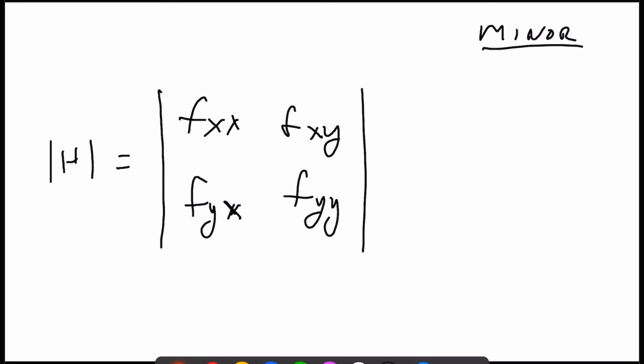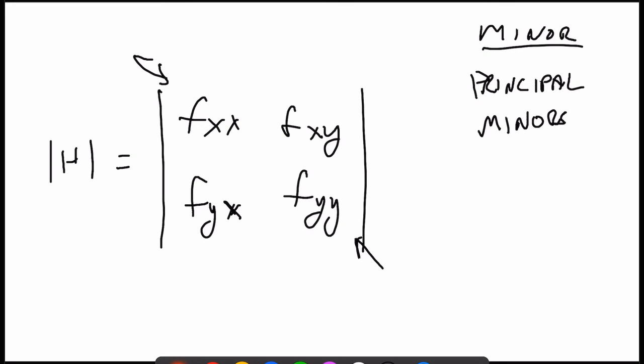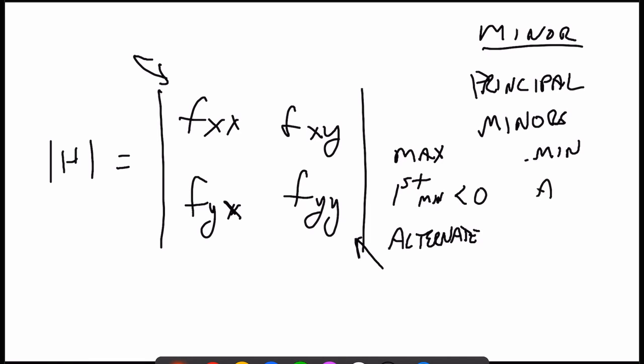The minors that come off of the principal diagonal are called principal minors. All right? Simple rule. For a max, the first principal minor has to be negative, and then the determinants of the other principal minors have to alternate. For a min, all have to be positive.